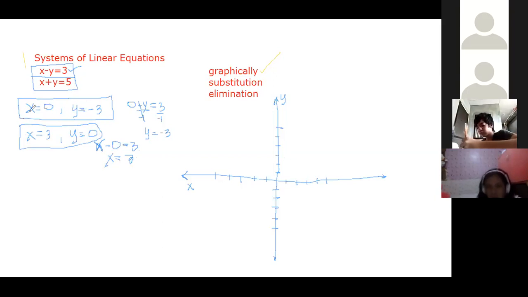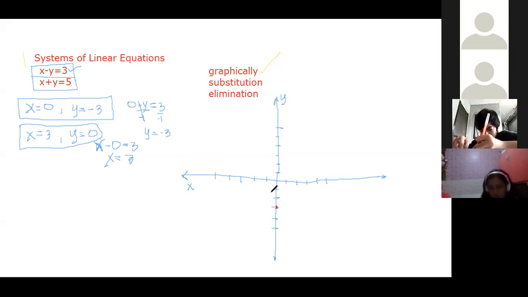Plot na natin. If x is 0, so ito po, 0 si x. Dito po si x, ha? 0. Si y is negative 3. So negative 3 si y, negative 1, negative 2, and negative 3. Therefore, the point is in this area. Nandito po ang point. Ito po ang intercept. Okay, this is the y-intercept. Nakuha po? Ayan. Very good.